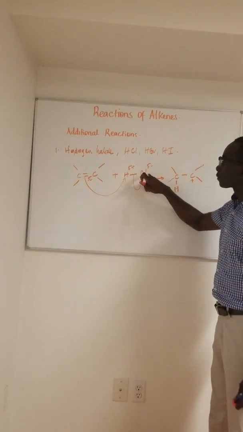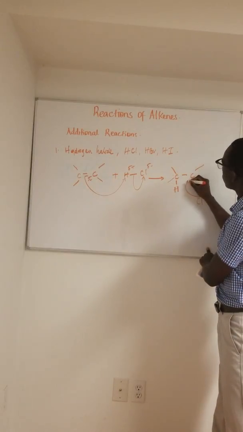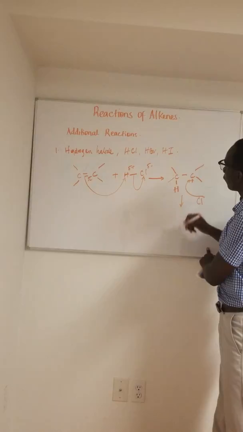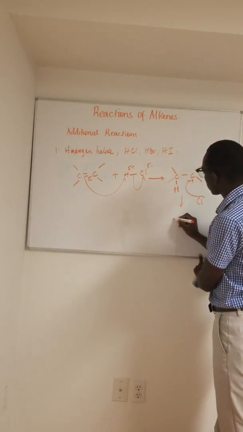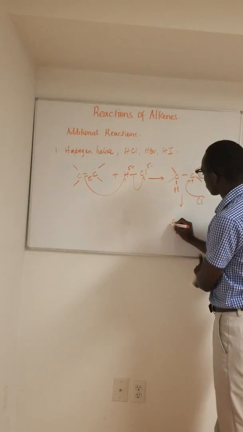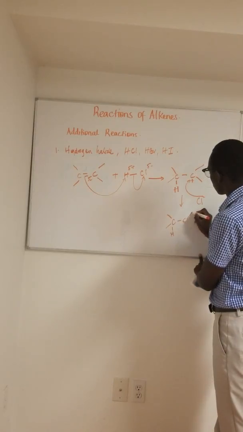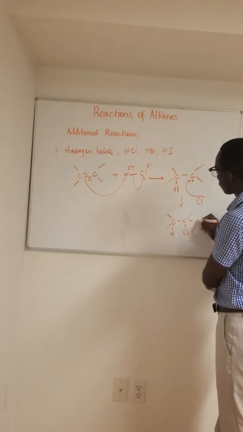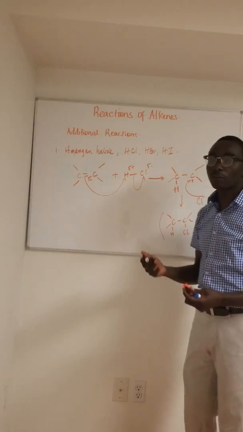Then this chlorine atom will come and bond with the carbon. Then we form our alkyl halide as our product. So this is the major reaction of all alkenes.